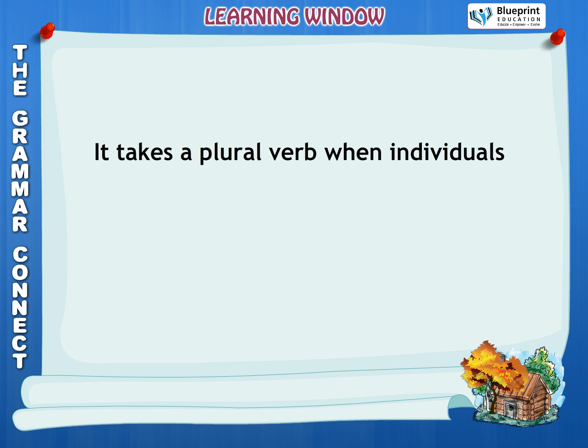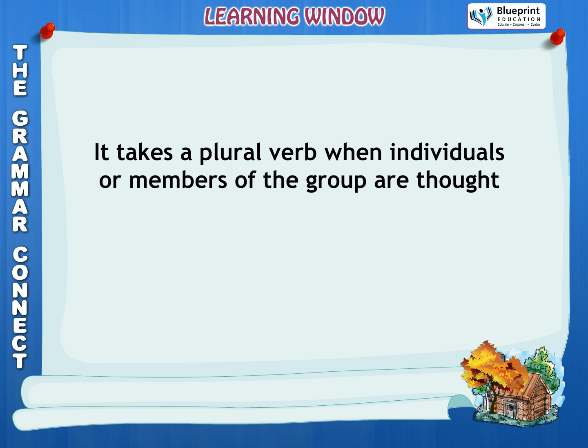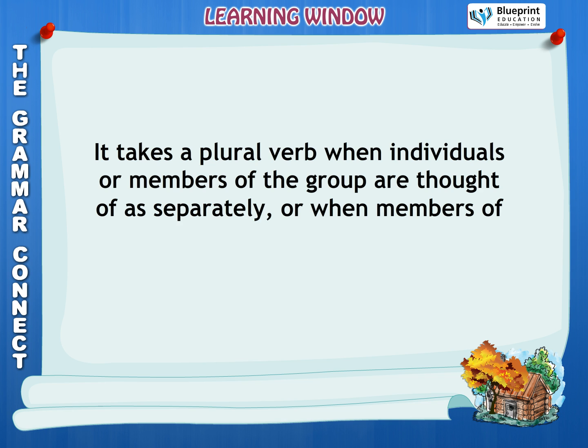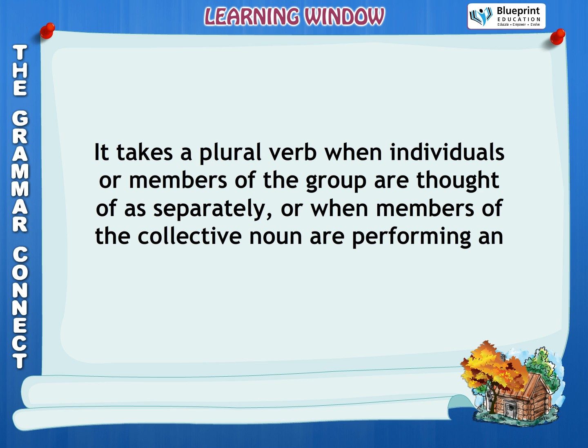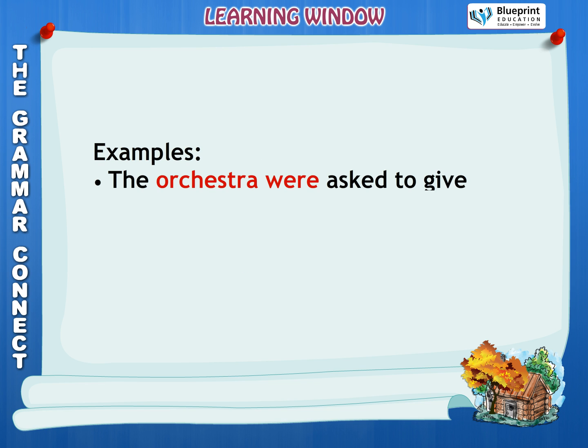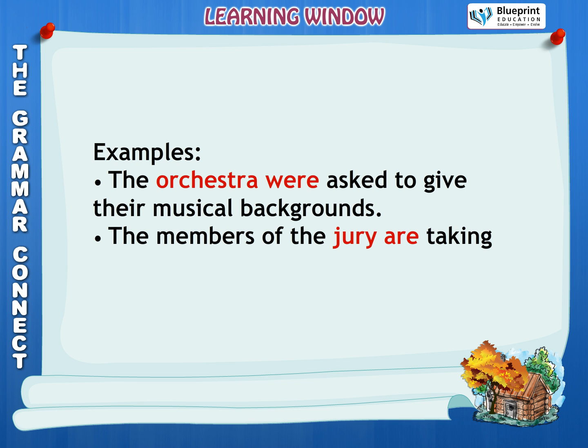It takes a plural verb when individuals or members of the group are thought of separately, or when members of the collective noun are performing an action as individuals. Examples: the orchestra were asked to give their musical backgrounds. The members of the jury are taking their seats.